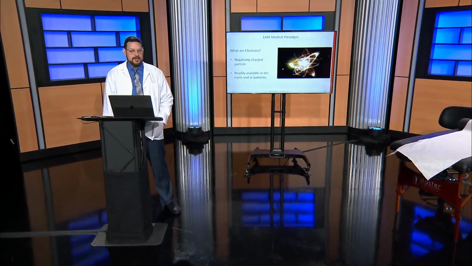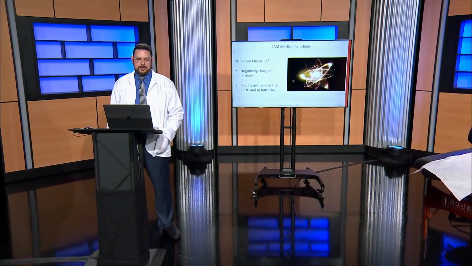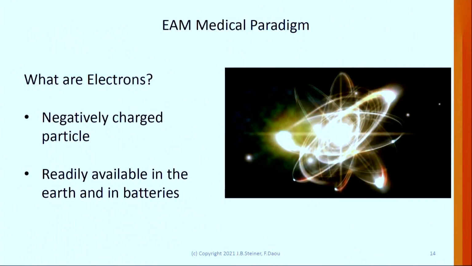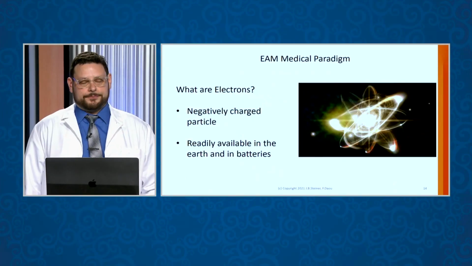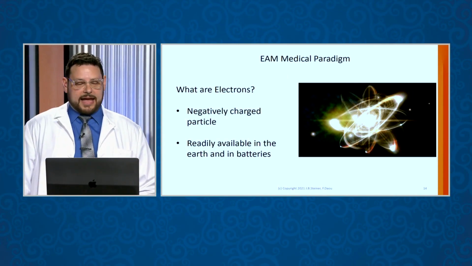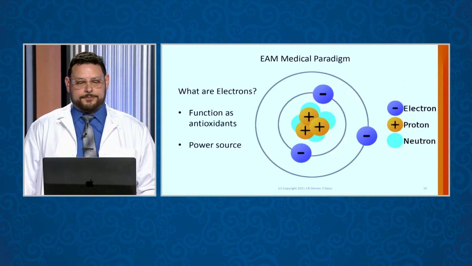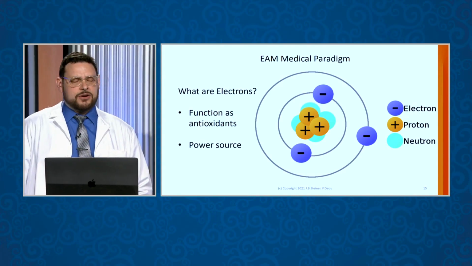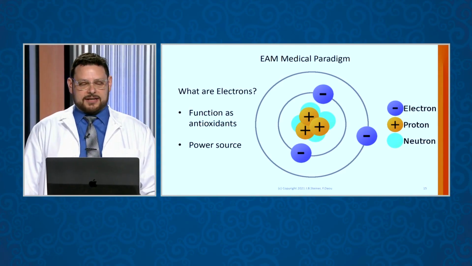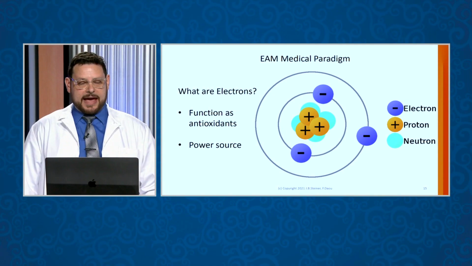So what are electrons? I told you they are a negatively charged particle. There's no S on the end of that, and that's because there's a theory that says there's only one electron in the universe, and it's everywhere at once. It's readily available in the earth and in batteries. Now, this is pretty cool. They function as antioxidants and as a power source.